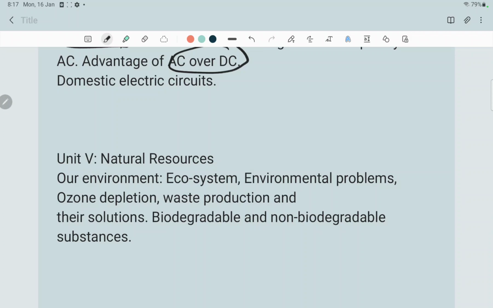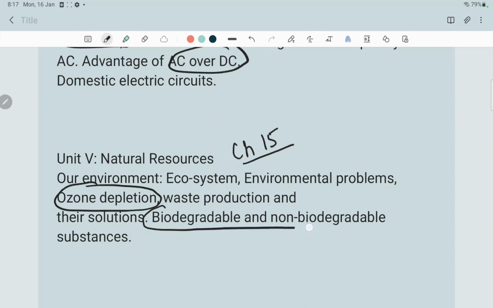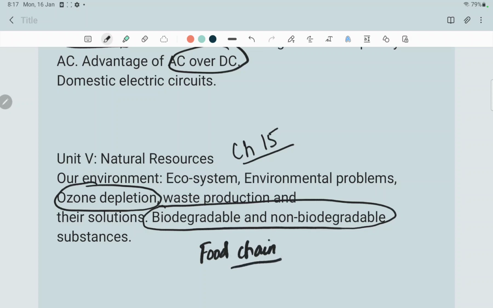Then the last chapter, which is chapter number 15, named Our Environment. Here the major questions would come from ozone depletion. They will also come from biodegradable and non-biodegradable substances. In between, you must know about food chains, food web, and biomagnification. So these are some of the topics that we are going to focus on.